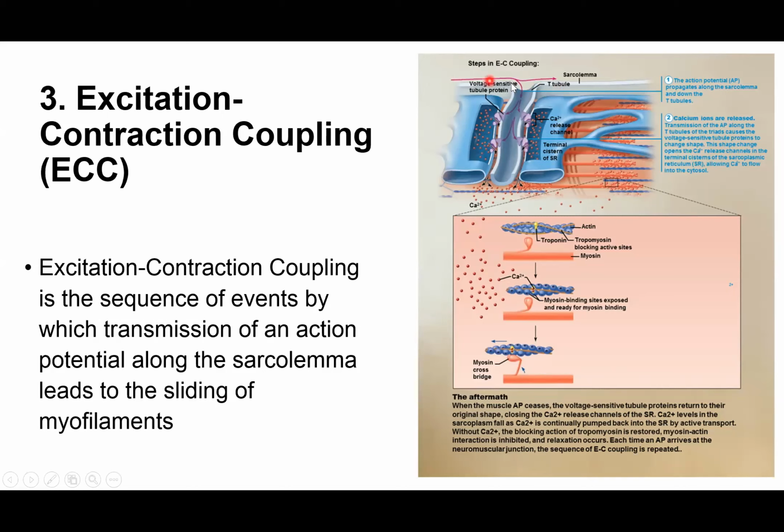The action potential arrives and propagates down the sarcolemma and the T-tubules. This stimulates calcium channels that are voltage sensitive to change their shape and release calcium into the sarcoplasmic reticulum, and thus into the cytosol.